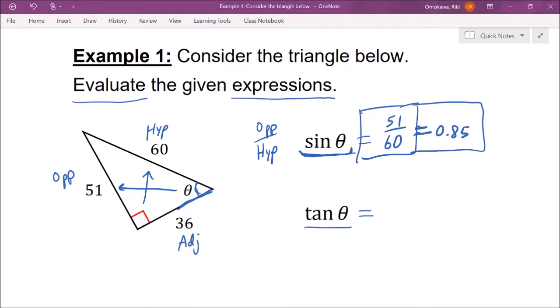Notice that it's not asking what the angle measure is. Now, calculating angles is important, but we won't do that yet. We'll do that in a different lesson.